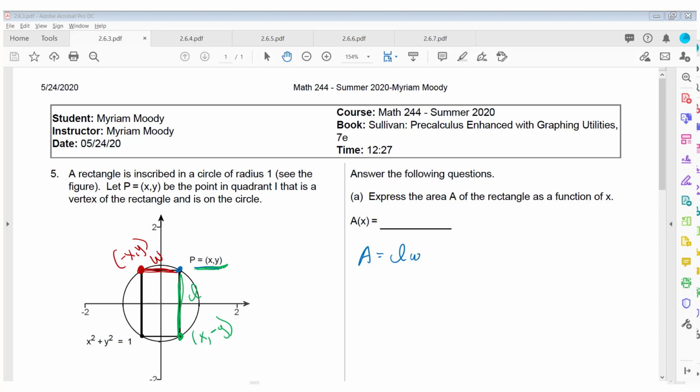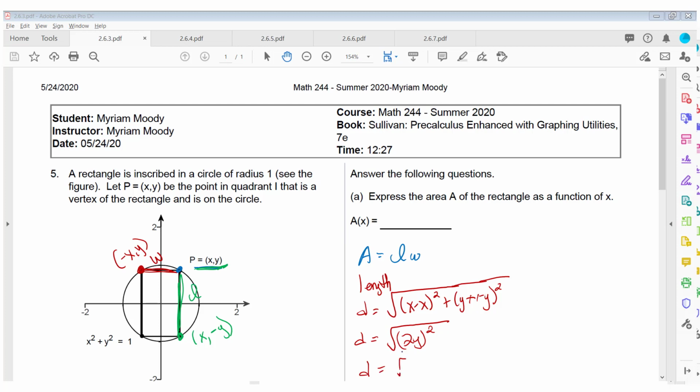So we have a length and a width that we need to find. Let's go with the length first. Again, we're going to have to use that distance formula. So we're going to say x minus x, quantity squared, plus y minus a negative y. With me? All right, so it looks like those x's drop out. So I have the square root of 2y, squared, because it's y plus y here. And my distance, or I should say my length, will be 2y.